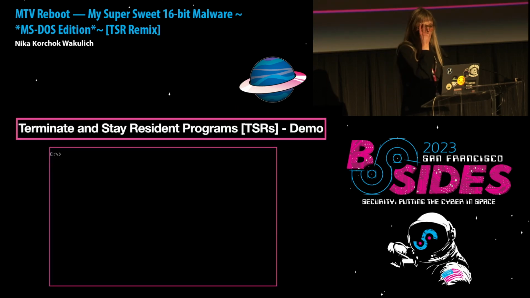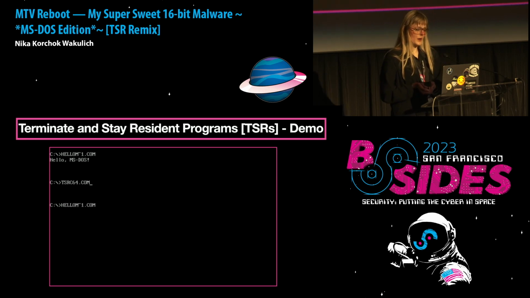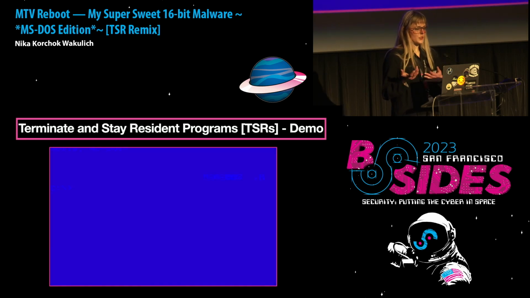Okay, so this is a demo TSR I wrote. It hooks interrupt 21, and it only triggers when a call is made to the exec program, like when a user is launching a program from command.com. The subfunction for int 21 there is 4B, so it's checking if 4B is the subfunction that's being called.